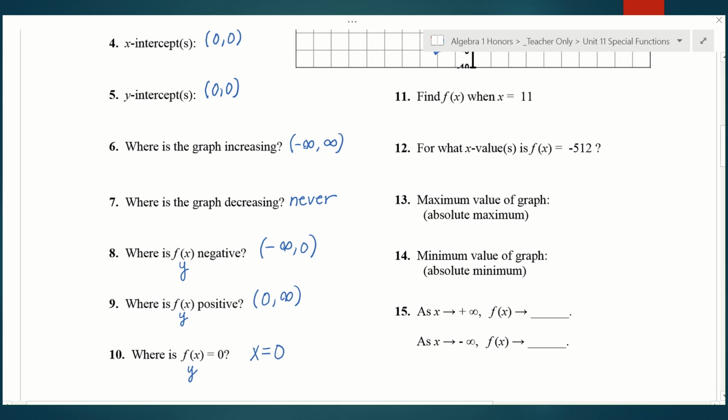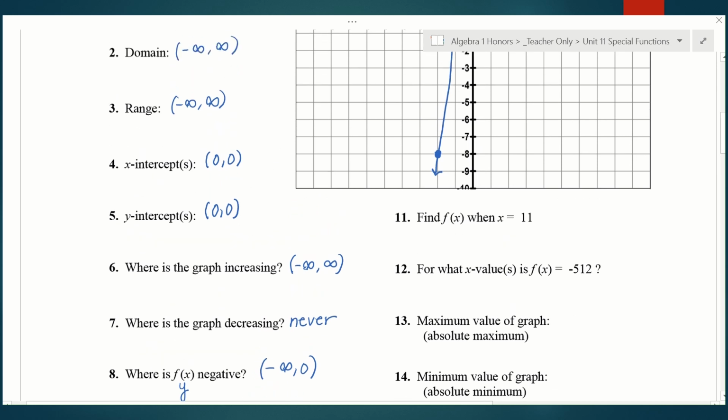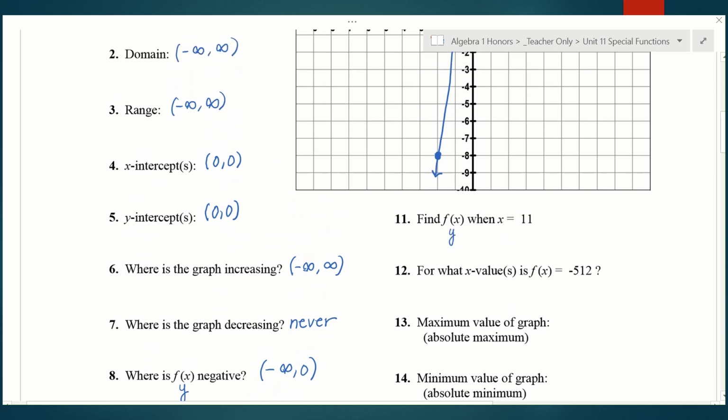Okay, find f of x when x is 11. So this is saying find y when x is 11. Well, looking at the graph, we don't have that point. We don't have the point 11 comma something. So what we're going to do instead is use the equation that they gave us.